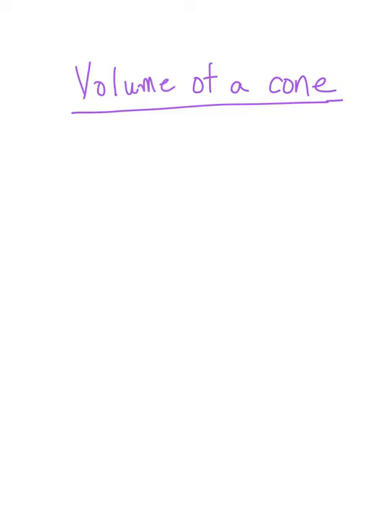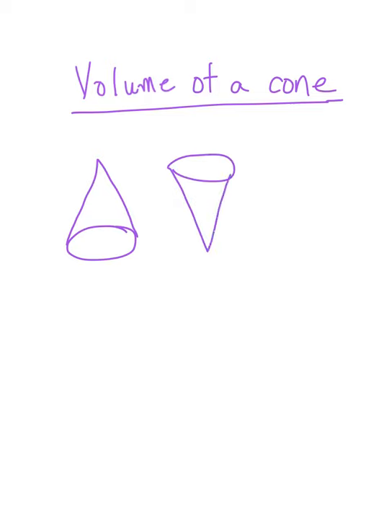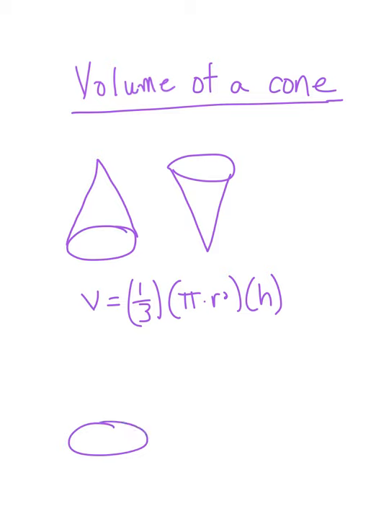So a cone is just what you think it is. It can be either drawn like this or it can be drawn like this. Think of an ice cream cone, something like that. And the formula of the volume of a cone is kind of complex. It's 1/3 times pi times r squared times the height.